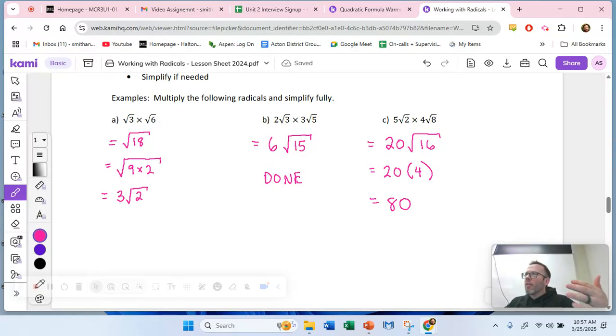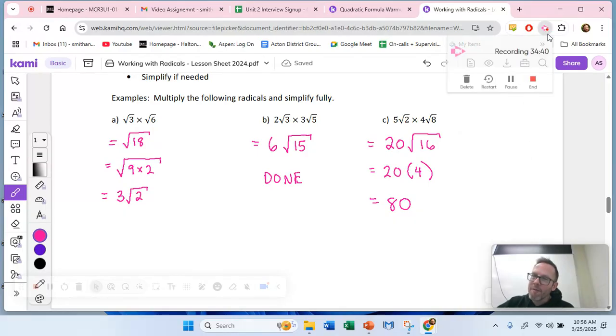Believe it or not, those big, messy, mixed radicals multiplied together just wind up being 80 at the end of the day. Fascinating stuff. All right, we did it. So I'm going to end the video here.